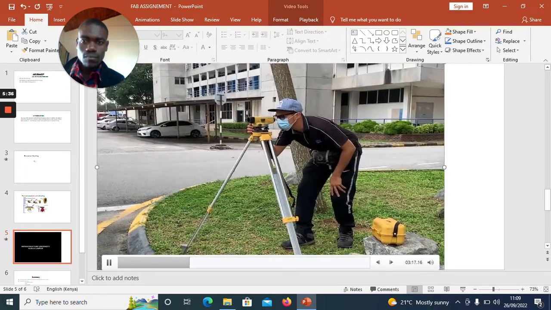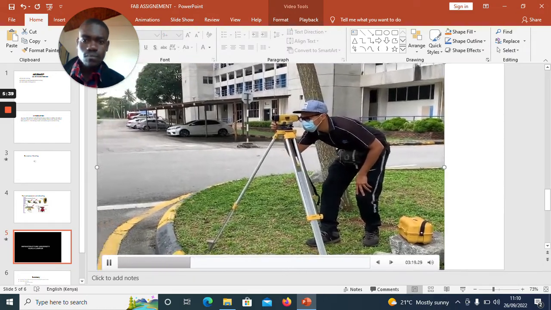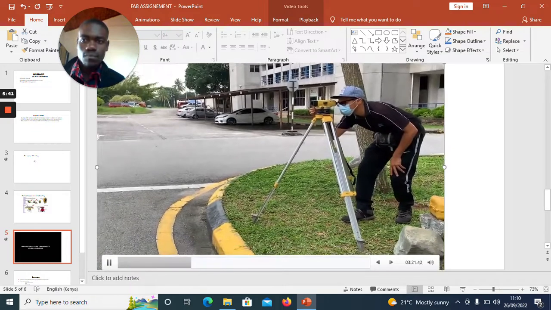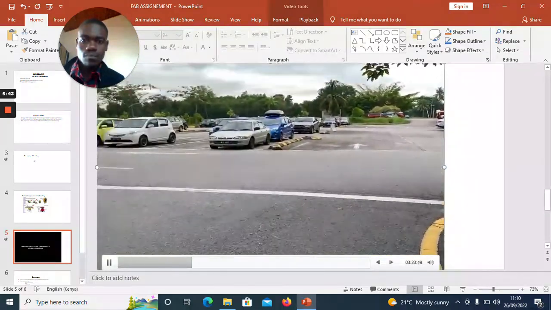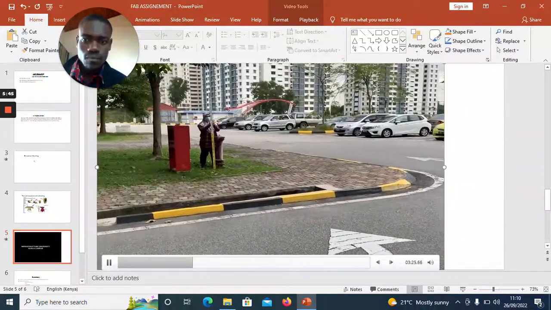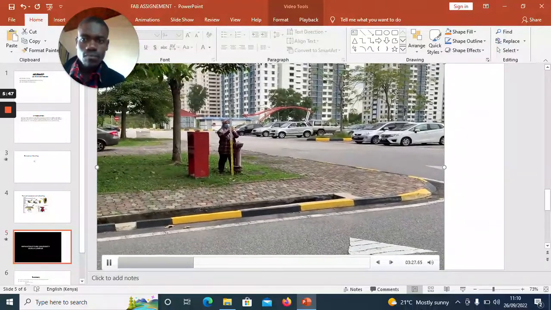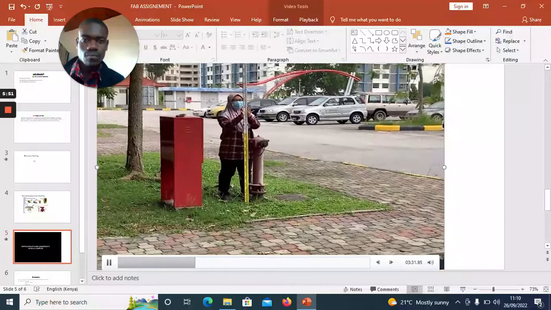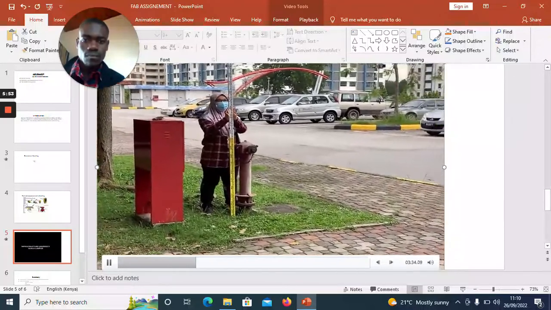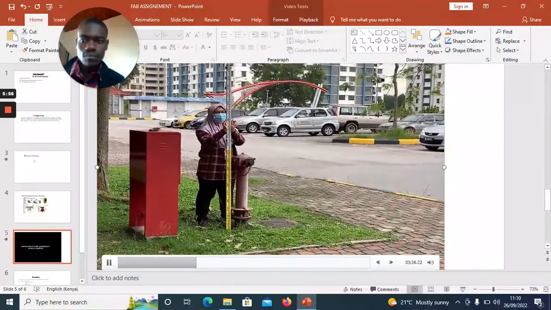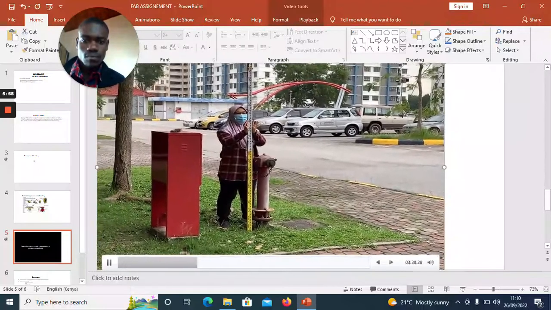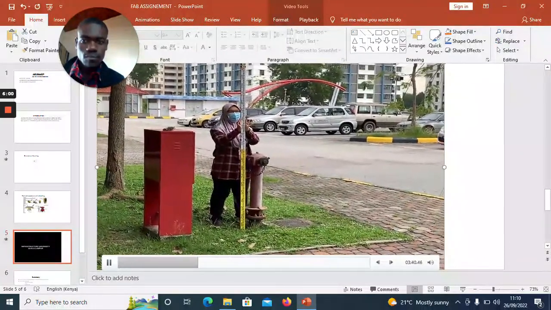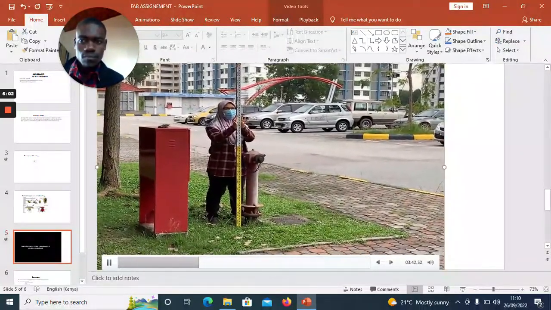Right now, this is the example of how we are going to take the intermediate side. The intermediate side will be the reading in between your back side and also your foresight. In this example, we are taking the fire hydrant. Okay, the fire hydrant will be our intermediate side. So our staff will be put right beside the fire hydrant. So the reading will be taken as your intermediate side. That is an example for a fire hydrant.